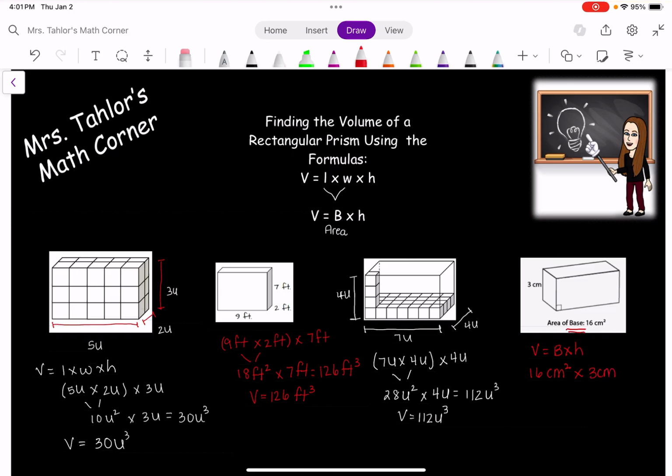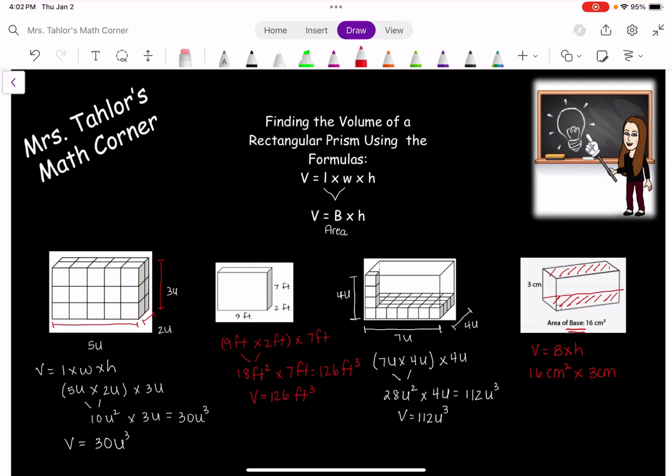Now when it says that the area of the base is 16 centimeters squared, that means that the base of this figure, either on the bottom or the top, because it will be the same, the base, the length times the width, is 16 centimeters squared. So because we've already done that, we just multiply 16 centimeters squared by the height of 3 centimeters.